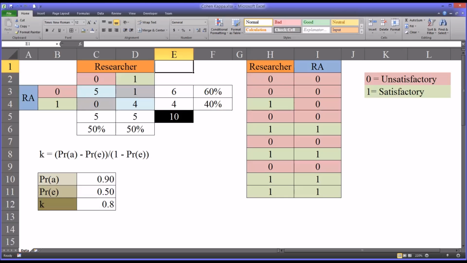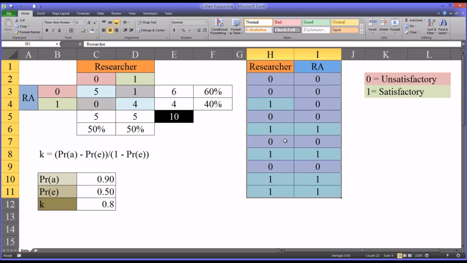Welcome to my video on calculating Cohen's Kappa using Microsoft Excel. Cohen's Kappa is a statistic that evaluates inter-rater reliability, and it can be used with nominal and ordinal levels of measurement. So taking a look at these fictitious data on this worksheet, if we were to use SPSS to calculate Cohen's Kappa, we would enter it like I have here.